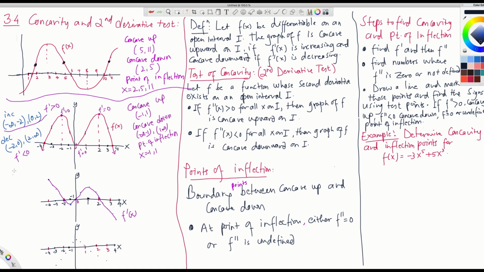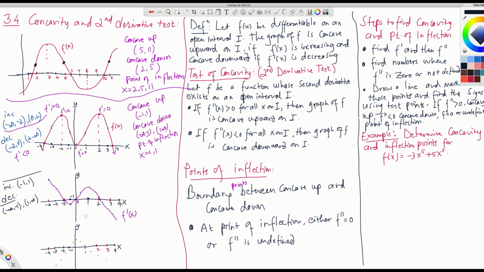Let us list that. For f prime, it is increasing in the interval -1 through +1, and decreasing in the intervals -infinity to -1, because it is decreasing in that piece, and then 1 through positive infinity.